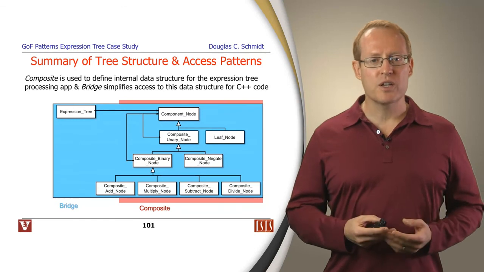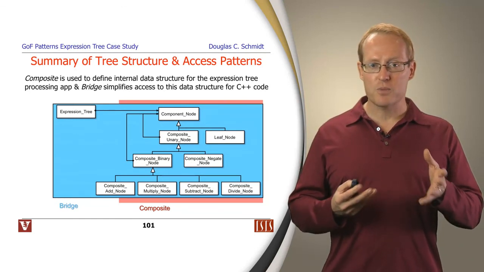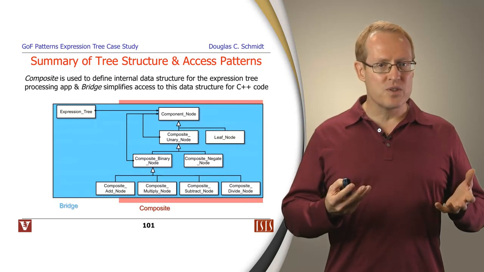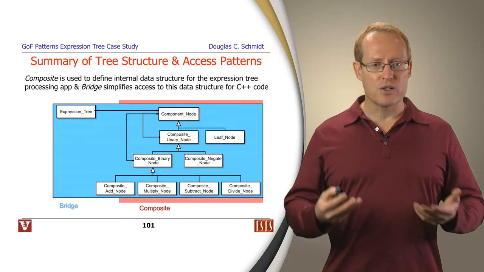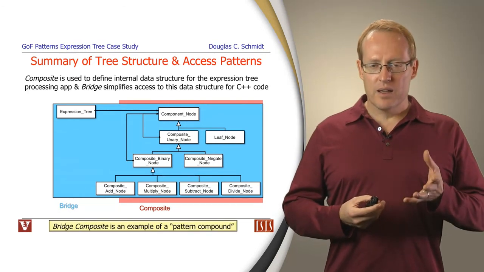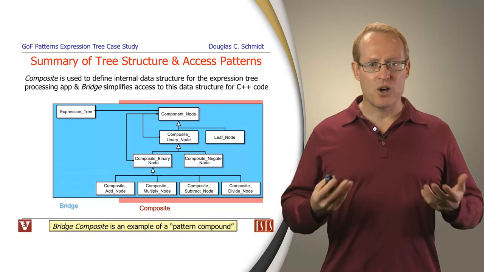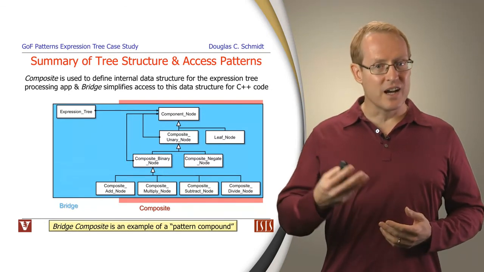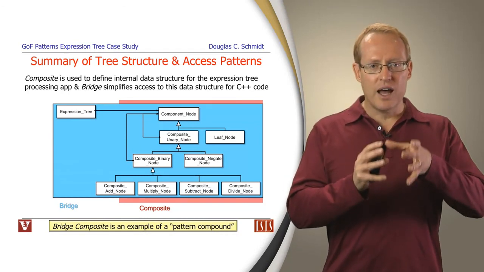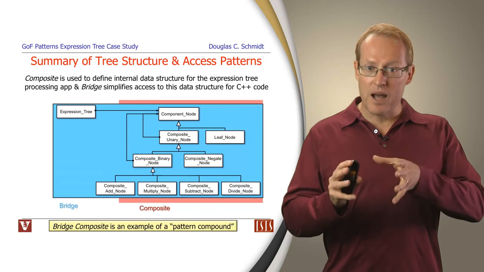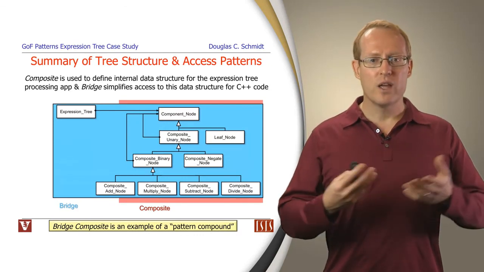So to summarize this particular section, the composite is used to define the internal data structure for our expression tree, and then we use the bridge pattern to simplify access to this data structure in our C++ code. You can also think about bridge and composite being used together in what's called a pattern compound. So that's not an uncommon way of doing things. You can build a composite and then hide the details of the composite structure and the way in which memory is managed by combining it with the bridge pattern.